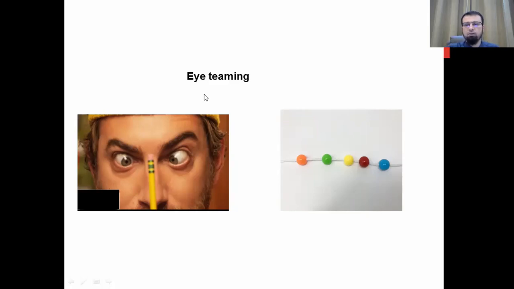So it will also be an eye teaming exercise as well. There are some patients who are not improving. They are still having double vision. I will give you an example of one patient.